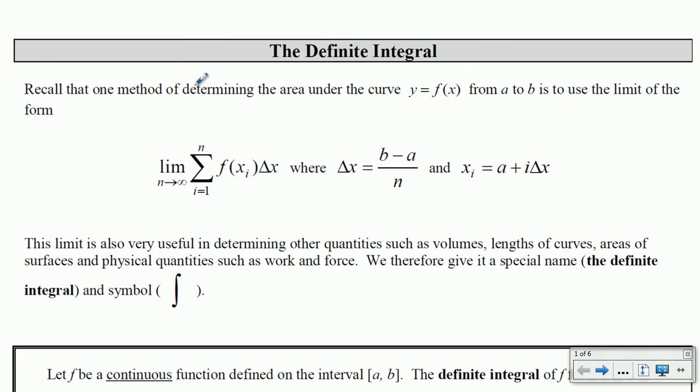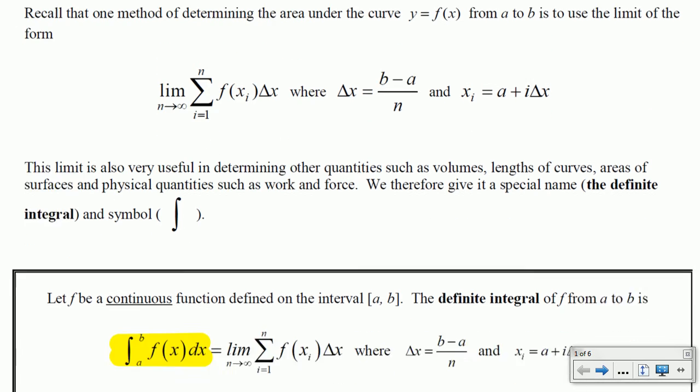So recall that one method of determining the area under a curve f of x from a to b is to use the following limit. This limit is also very useful in determining other quantities such as volumes, lengths of curves, areas of surfaces, and physical quantities such as work and force. This is the definite integral.